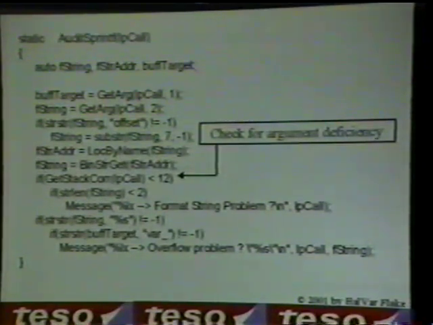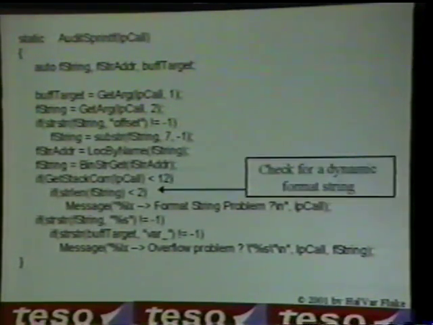Then the script gets the stack correction of our sprintf call, and compares it to the value of 12, which is the correct correction for a sprintf call. And if we actually do have an argument deficiency, it will try to check how long the format string is.